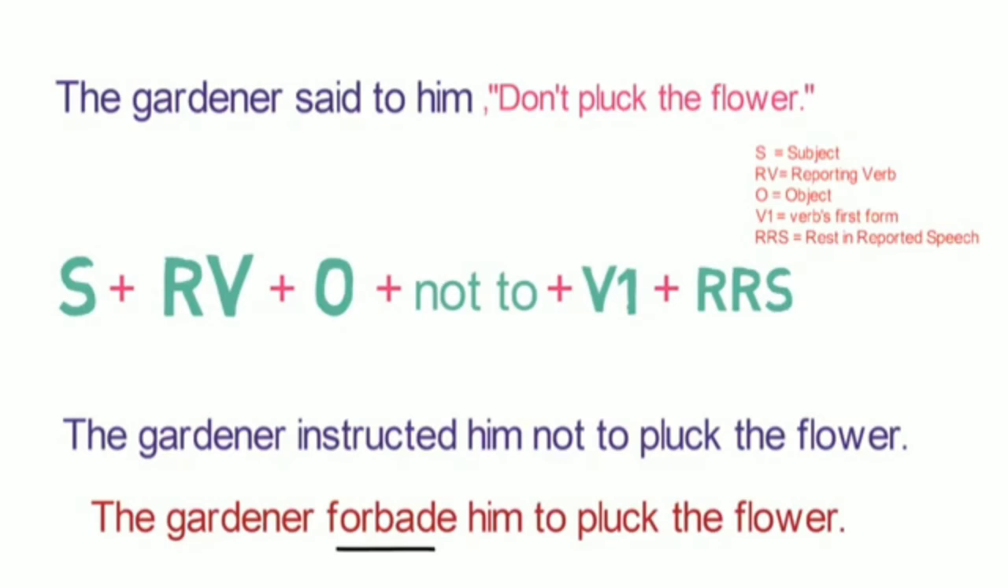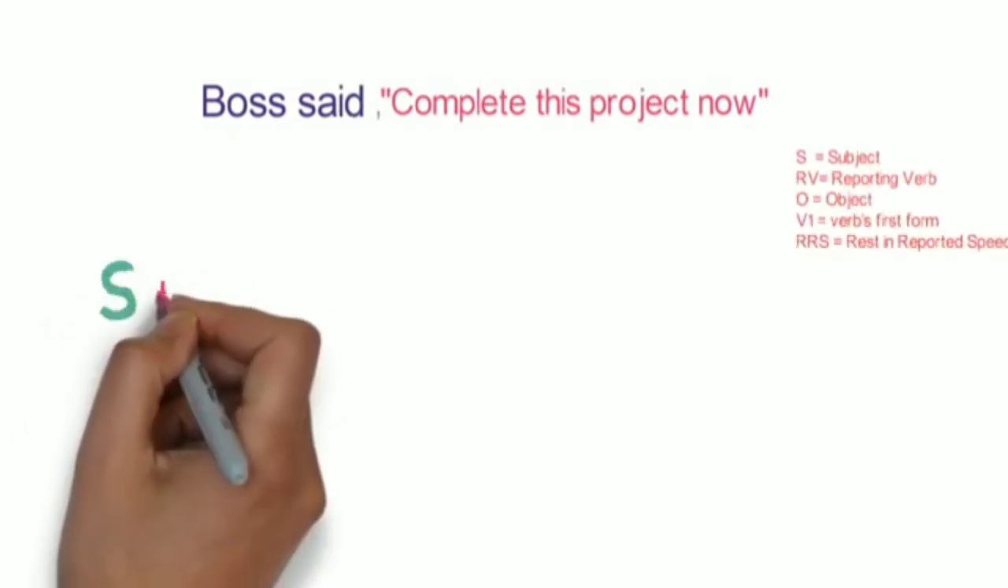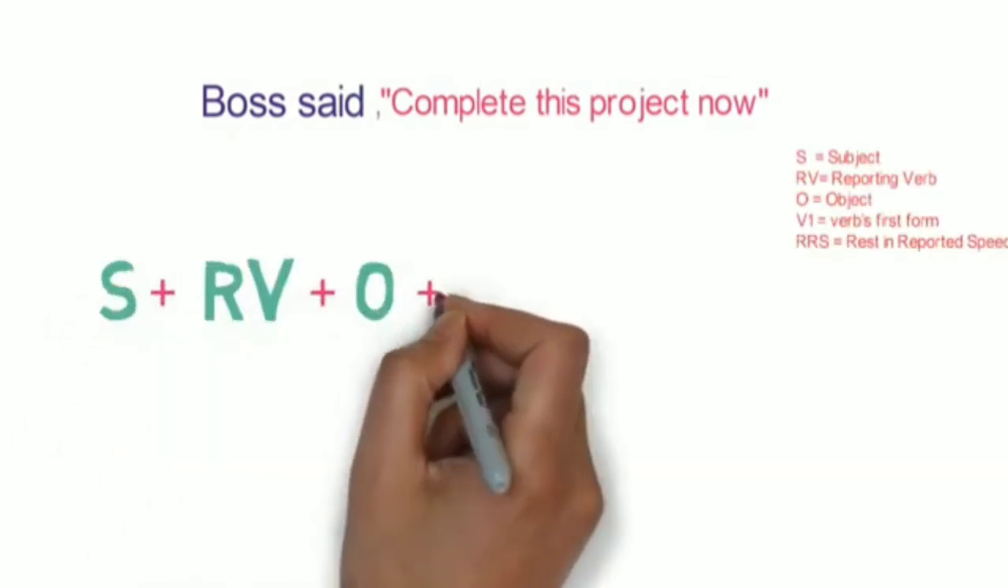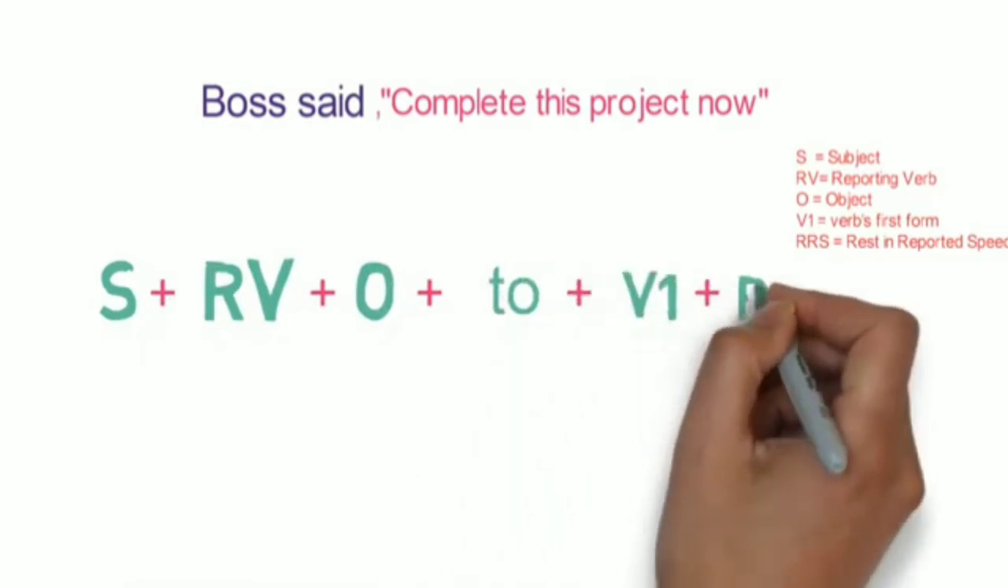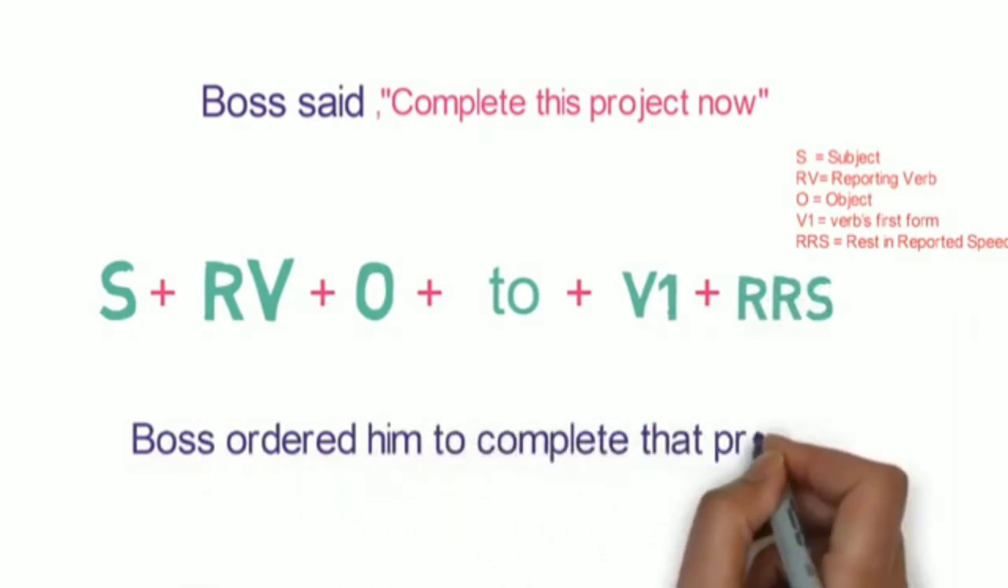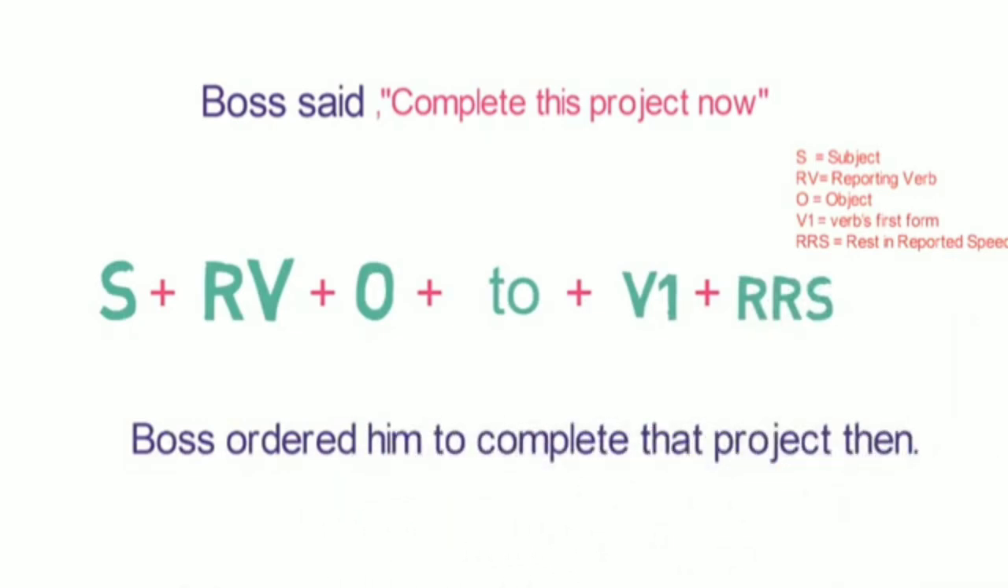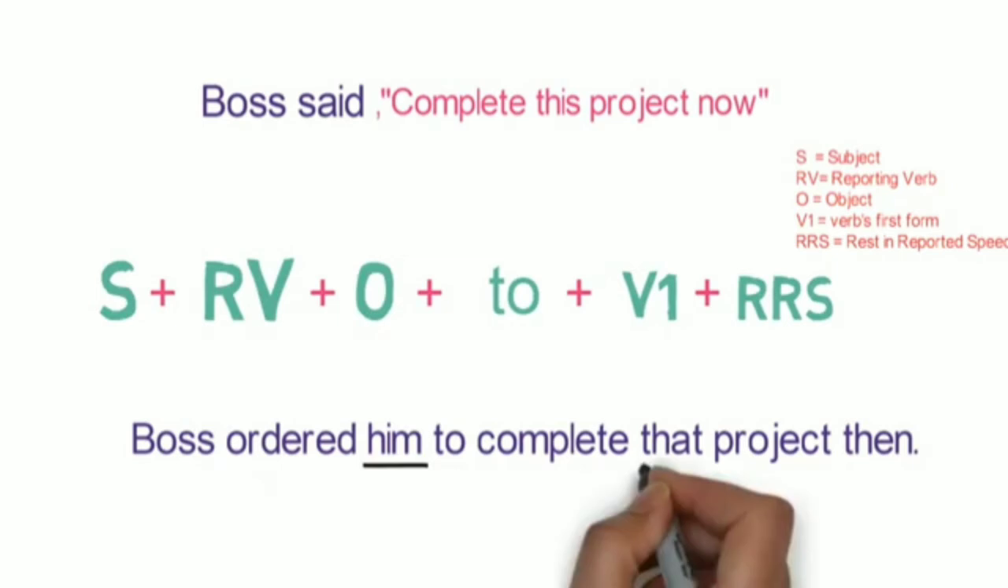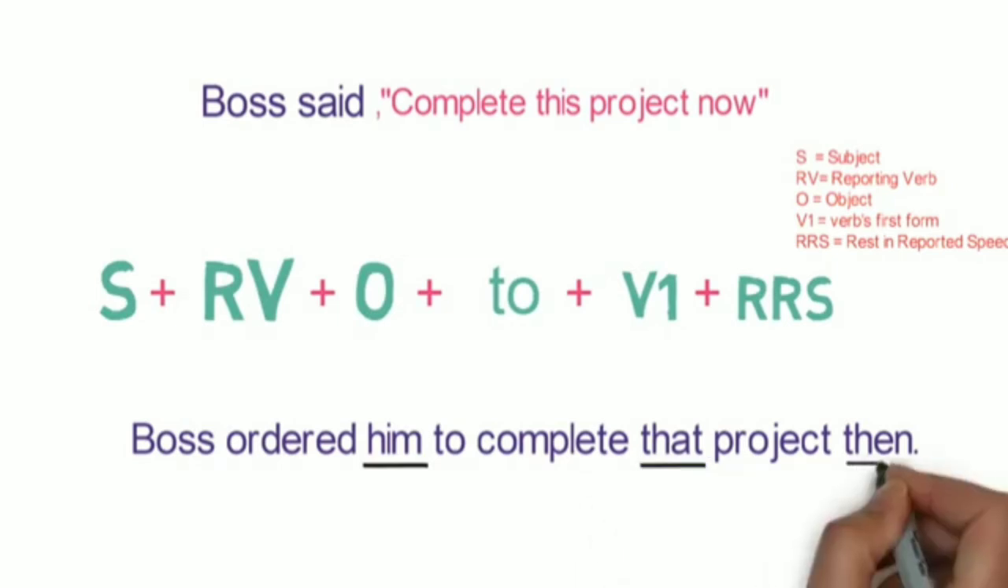Let's look into the next and final example. Boss said, "Complete this project now." We will be using our structure and converting it to indirect speech, it becomes, boss ordered him to complete that project then. Notice we have added him as an object even though the object was not provided, as we just learned in our rule to add object after a reporting verb. Also, we have converted the time denoting words as per the workflow we learned.